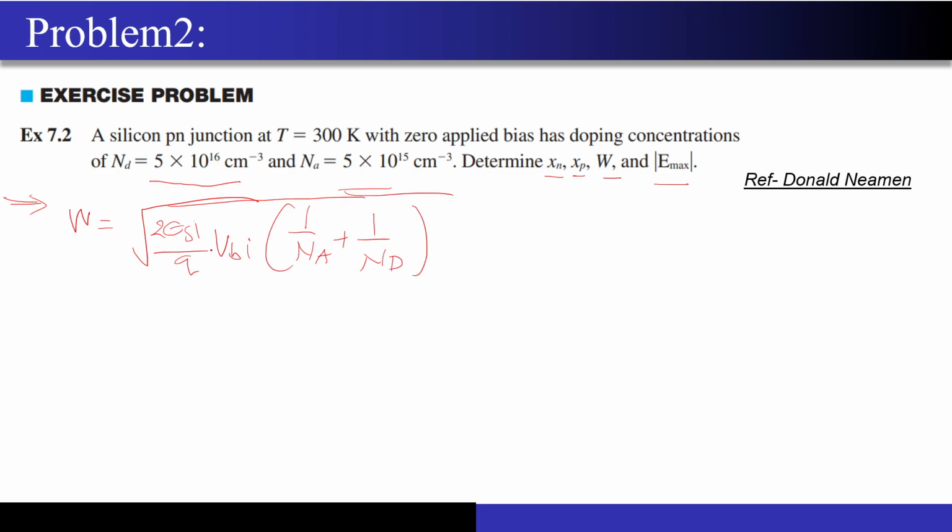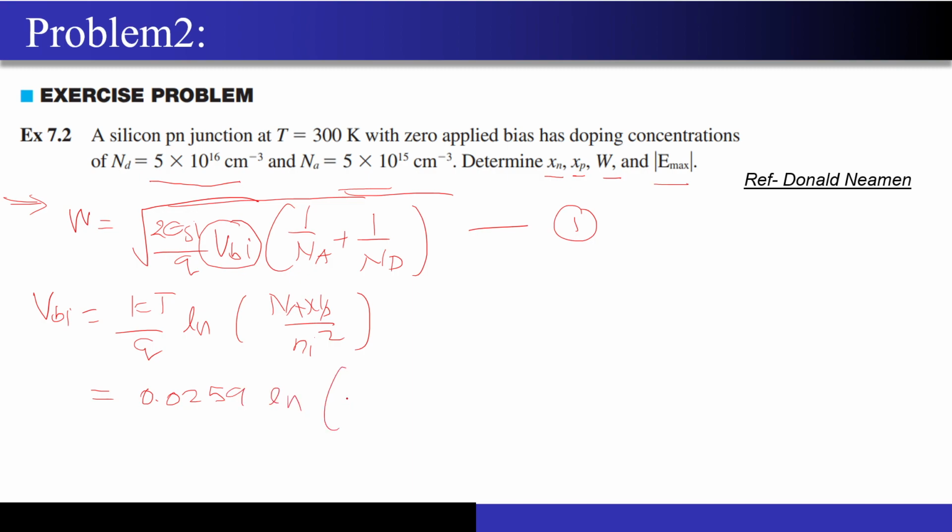Correct? Now we don't know the value of VBI. First of all, I have to find this VBI, only then can I find the value of W. So let me write it as equation number 1 over here. Now what is the VBI? kT by q ln of Na Nd upon Ni squared, correct? Let's see whether everything has been given to me. Na and Nd have been given, and Ni I know for silicon. So kT by q is nothing but 0.0259 into ln of Na into Nd. I am directly multiplying them over here: 25 into 10 to the power 31, divided by Ni for silicon, which is 1.5 into 10 to the power 10, and this will be squared.